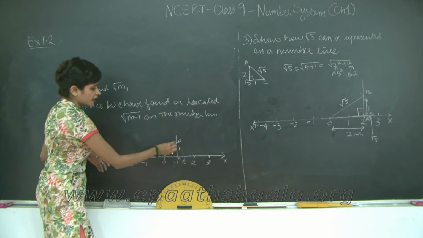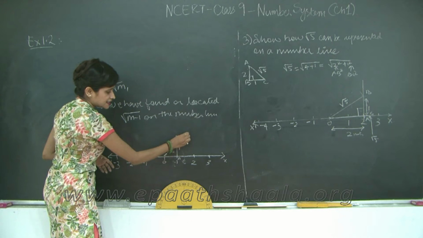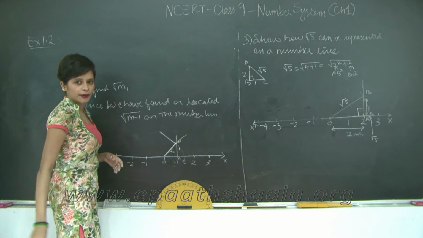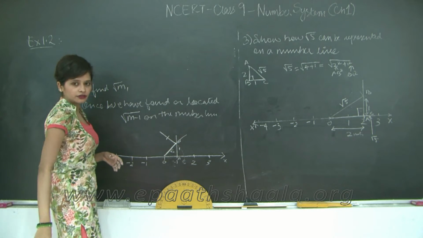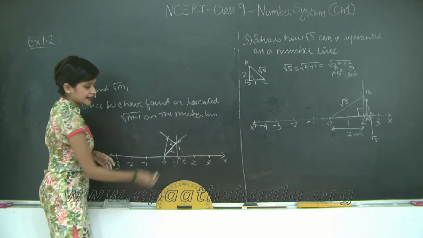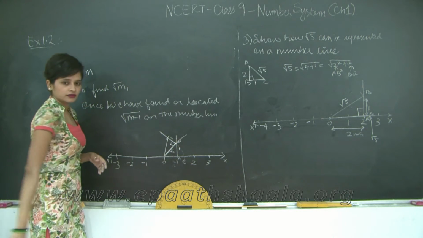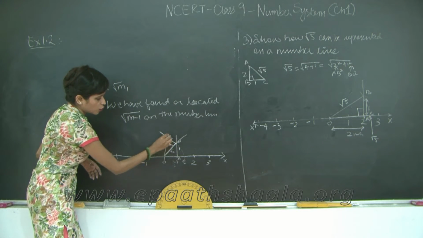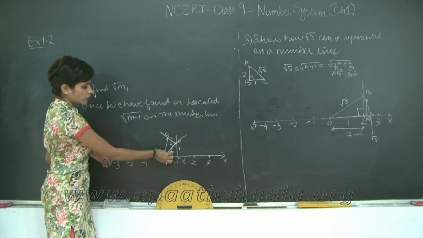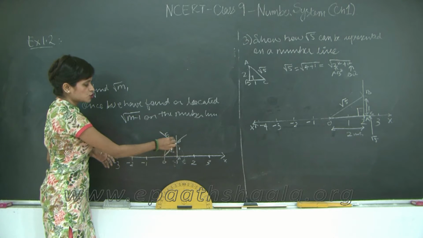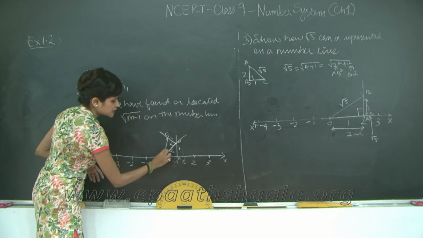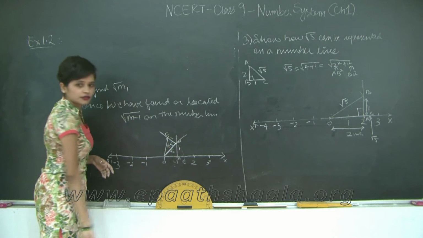OB was root 2. I extend this line and I draw a perpendicular on this line OB, right? This is the perpendicular. I cut 1 unit here and then I join this line. This also becomes a right angle triangle. This length is 1. So this length OC becomes root of 3, right? By using Pythagoras theorem, which is under root of root 2 square plus 1 square, which is under root of 2 plus 1, which is under root of 3. So this length here OC is root of 3, correct?